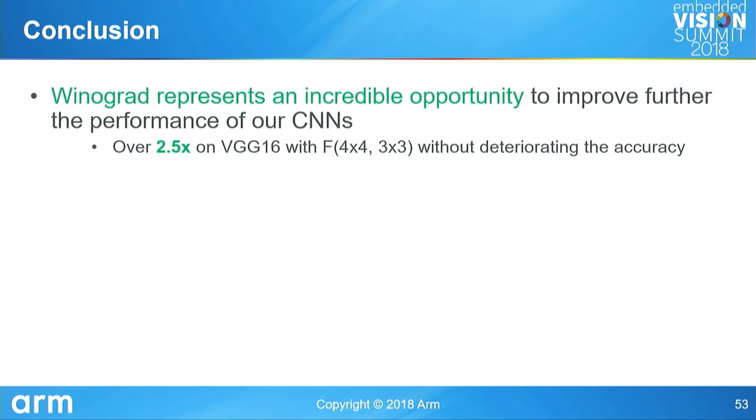So here we go for the conclusion of this talk. For sure, I can say that Winograd represents an incredible opportunity to further improve the performance of our convolutional neural networks. We have experienced, as we have seen in this presentation, over 2.5 times better performance on VGG16 using Winograd with 4x4 output tile, and also without deteriorating the accuracy, which is pretty important.